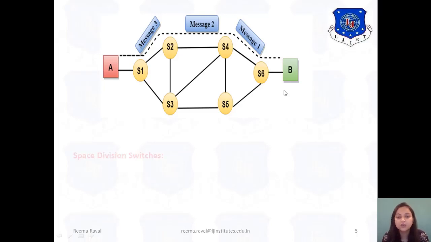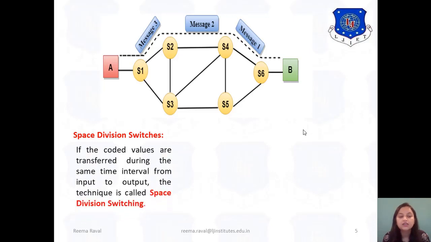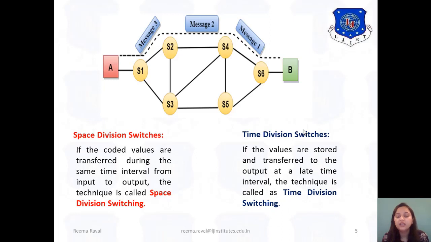Now let us consider the two switching types. First one is space division switching. In this, if the coded values are transferred in the same time interval from the input to output, the technique is called space division switching. That means here the input and output timing are the same. The time interval is not different. In contrast with this, the next is time division switching. In this, if the values are stored and transferred to the output at a later time interval, that means not at the same time, this technique is called time division switching.